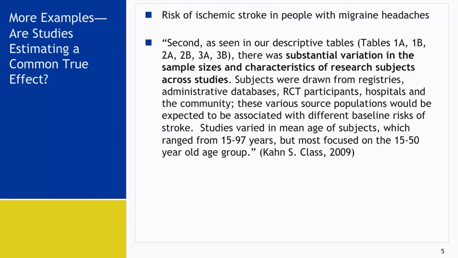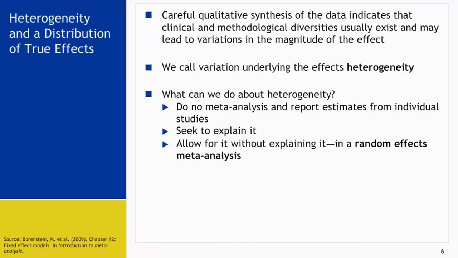Again, the authors are concerned about the age distribution in these studies, so the younger population group will, based on our knowledge, have lower risk of stroke, right, compared to the older population. And that's why the association you're going to see between migraine headache and stroke might be different from study to study. Careful qualitative synthesis of the data usually would indicate that there are clinical and methodological diversities, and they may lead to variations in the magnitude of the effect size. We call this underlying variation in the effects heterogeneity. So heterogeneity refers to the clinical and methodological diversities among a set of studies.